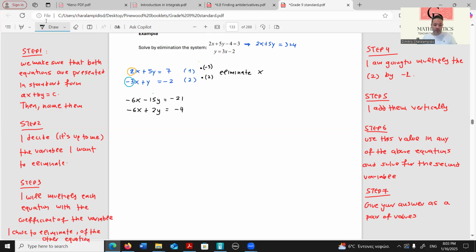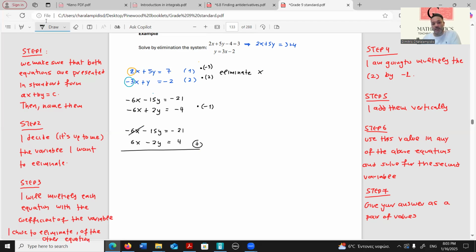But I want them to be opposites. For that, I should multiply just the second one by -1. So I'm going to keep the first one exactly as it is. And on the second one, I should have everything multiplied by -1. Practically, this means that every single term of that will change its sign. So from 2y, it should become -2y. From -4, it should become +4. And now I should add them vertically.